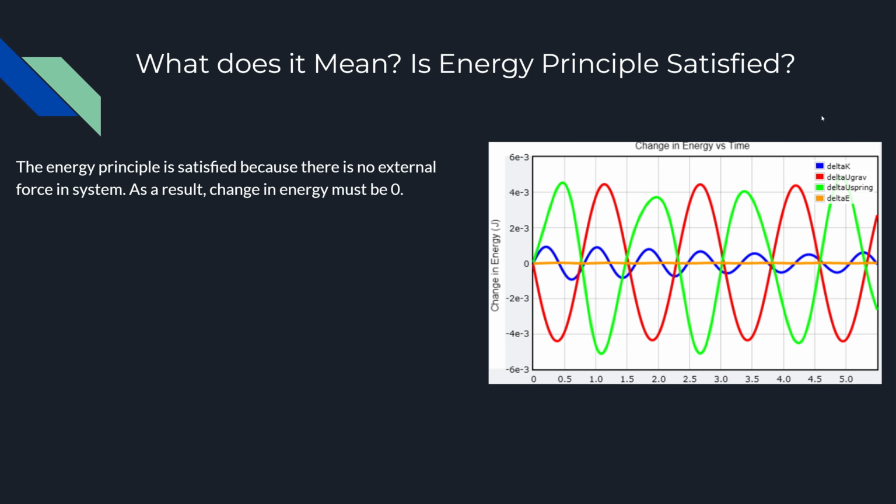So what does this mean? Looking back, is the energy principle actually satisfied? Looking back to our results, the energy principle is satisfied because there is no external force in the system. As a result, the change in energy must be 0. As you see here, delta K, delta U gravity, delta U spring potential, everything is fluctuating, yet the actual total energy remains 0. Therefore, the energy principle is satisfied.